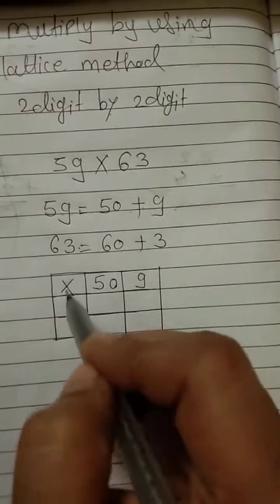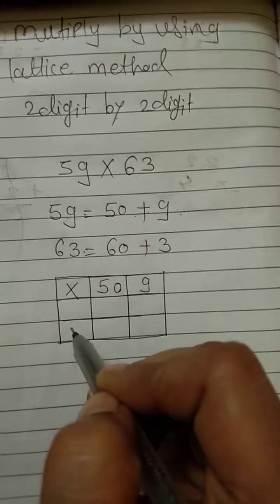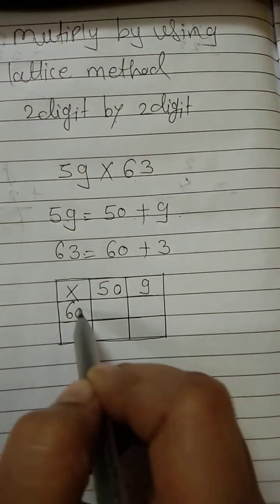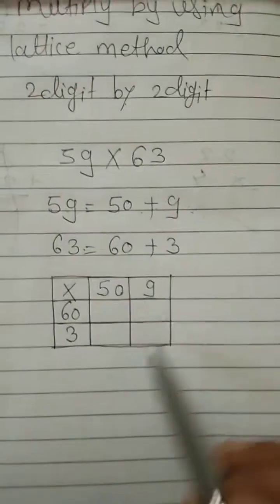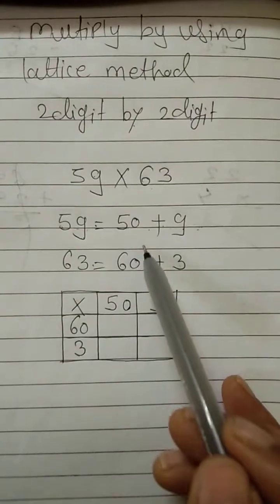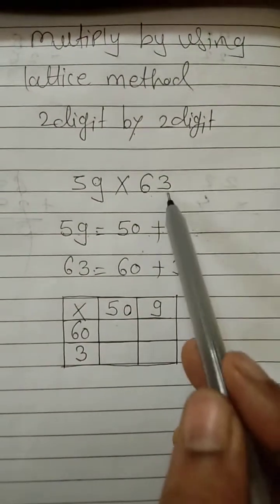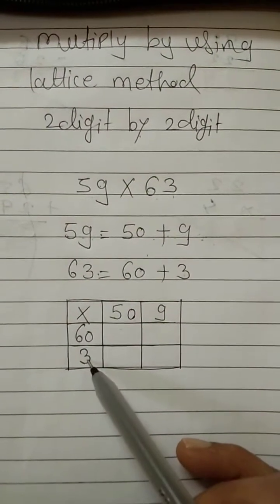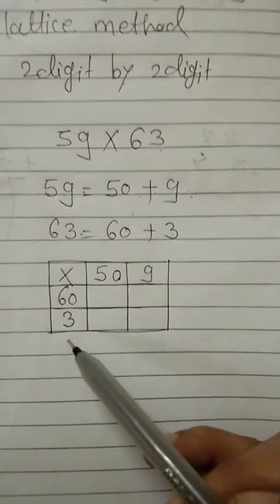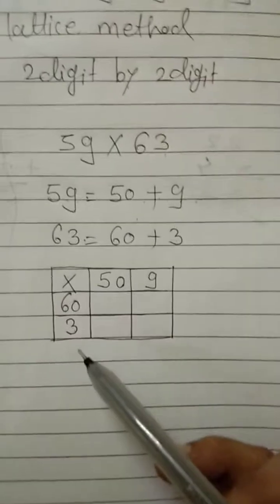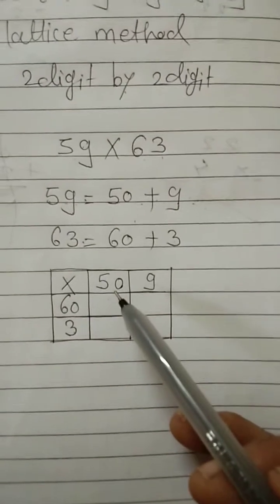Then the second number you will write below the multiplication sign. 60 will come here and 3 will be written below. Okay, understand how to write this. The first number will come here and the second number will come there. Understand? If you understand the arrangement properly, then multiplication is definitely easy for you. But the arrangement is more important.